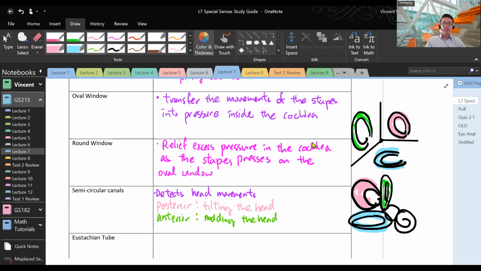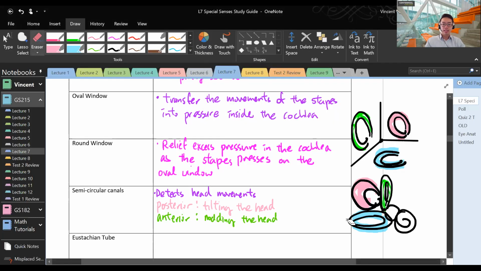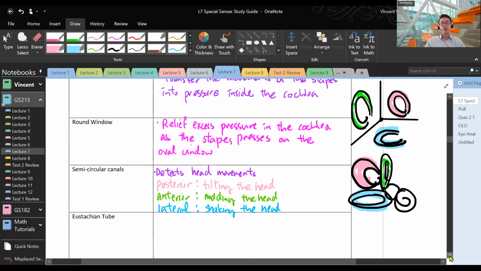And then we have one that is parallel to the floor. That's this guy right here. That is the lateral. And it is stimulated when you are shaking the head side to side, saying no. Shaking the head. So depending on what the head movement is doing, the respective semicircular canal will be triggered.